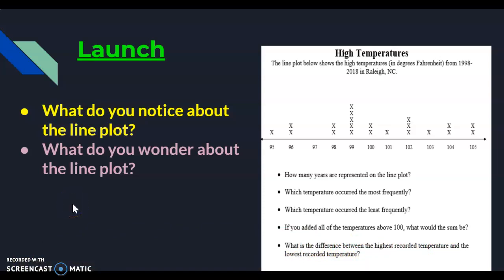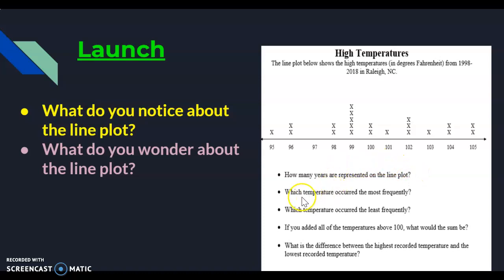So I've given you an opportunity to look over and study the chart. For the first question, how many years are represented on the line plot? That's a matter of adding up the total number of x's that you see in here. So if you add them all up, let's see what we get. 1, 2, 3, 4, 5, 6, 7, 8, 9, 10, 11, 12, 13, 14, 15, 16, 17, 18, 19, 20, 21. So our answer for how many years are represented on the line plot is going to be 21.